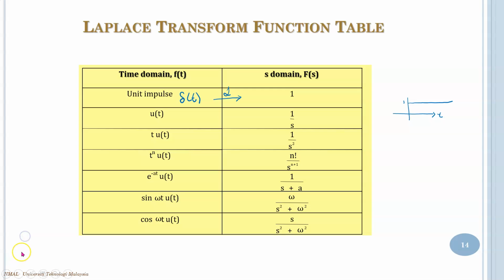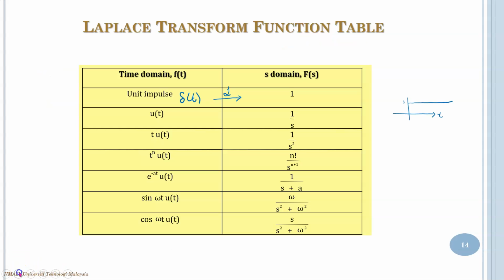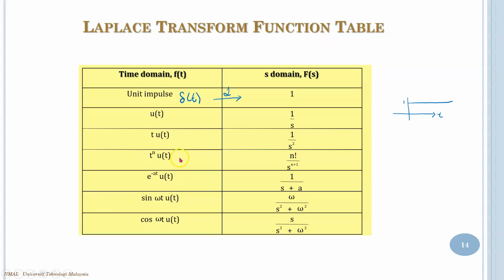So again, you do not have to perform the integration of Laplace transform just like this. This is to show you how we obtain from the time domain and transform it using integration, to get the Laplace transform 3 over s minus 7. If you compare this with the table, you will see that this one is 3 exponent 7t. Sorry, this is not. This is in the table. So we can use these properties.